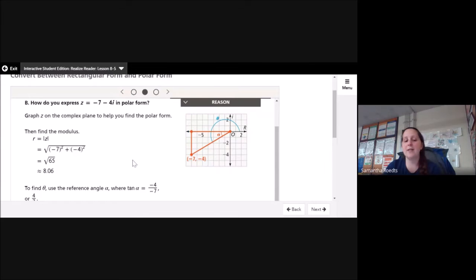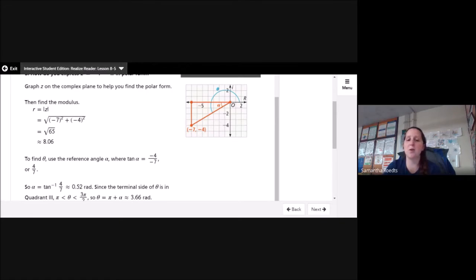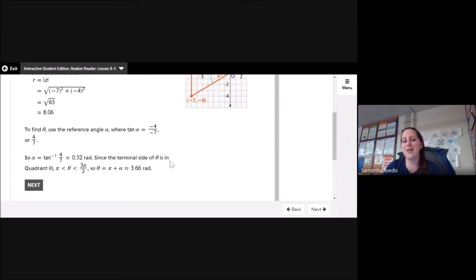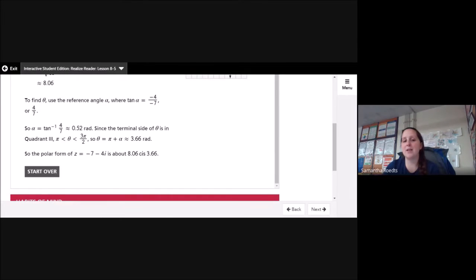To find theta, use a reference angle alpha, where the tangent of alpha equals negative 4 over negative 7, or 4/7. So alpha equals the inverse tangent of 4/7, which is approximately 0.52 radian. Since the terminal side of theta is in quadrant 3, theta is between pi and 3 pi over 2. So theta equals pi plus alpha, which is 3.66 radians. So the polar form of z equals negative 7 minus 4i is about 8.06 cis 3.66. Remember, pi is approximately 3.14, which is where they got this 3.66 from.